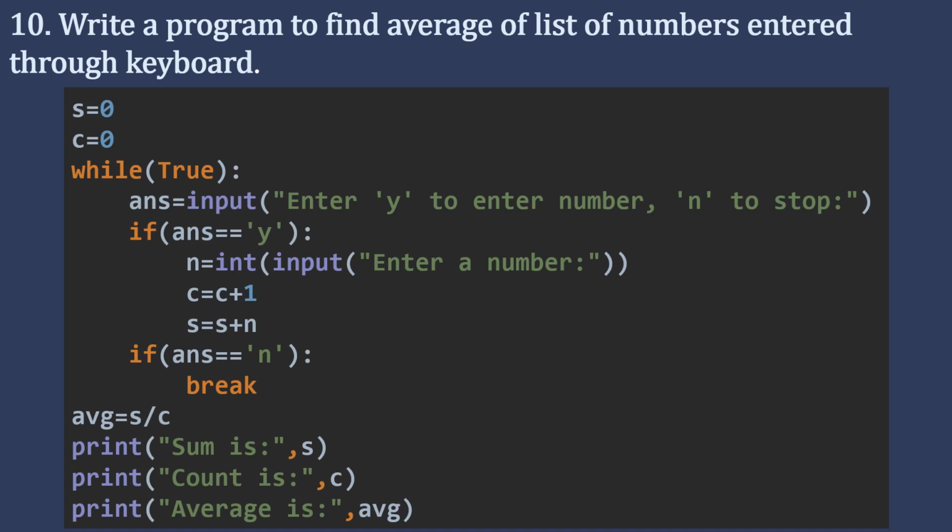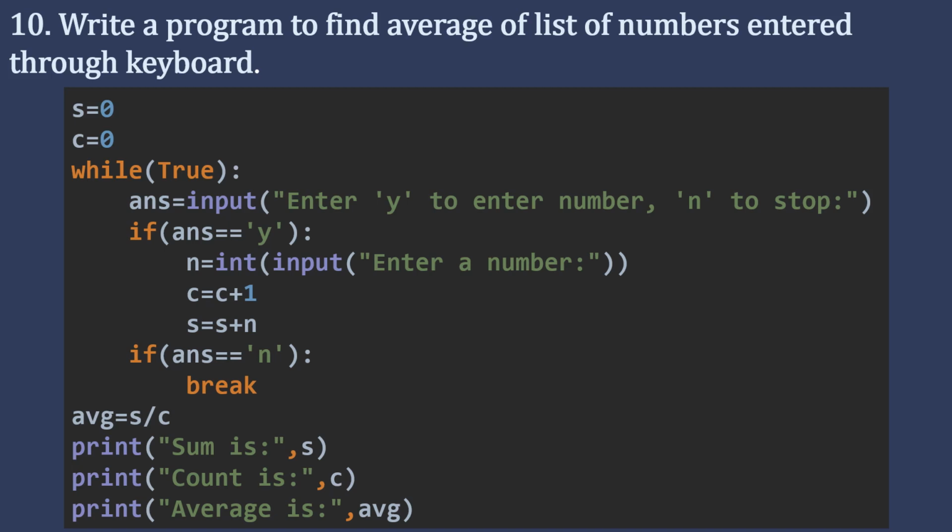Now if answer is equal to n, that means the user has entered the character n, that means the user is no more interested in entering more numbers, then the loop will break. That means the control will come out of the loop. You will exit the loop through that.